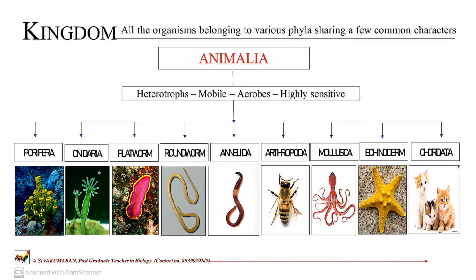The biggest group is the kingdom. Starting from the unicellular animal, that is Porifera, then if you move on, you can come to the chordates. They are the higher animals. All these are animals, so they are grouped into the kingdom Animalia.